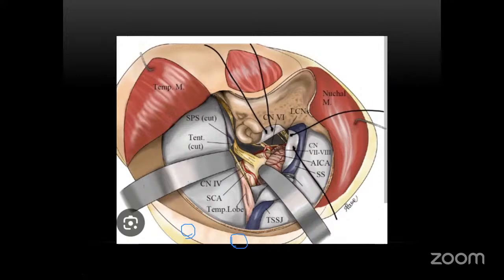After that, we will go to the petrosectomy. This is the second option. But the best option is that the petrosectomy should be done extradurally. Then we will approach intradurally for any kind of tumor.